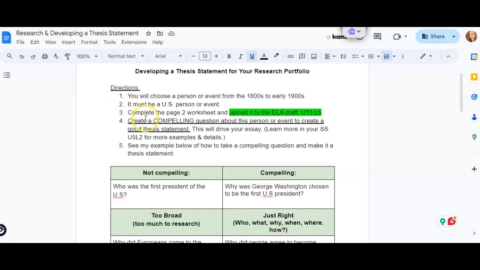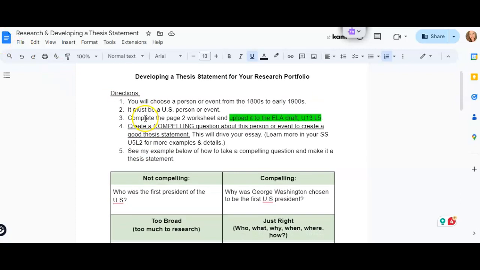So this is going to count as your draft, okay? You have to come up with your thesis statement for your research portfolio. This is the why of your portfolio. And you're not doing an essay. You are doing a PowerPoint, and I have already created a slideshow deck for you. All you have to do is type the information in.